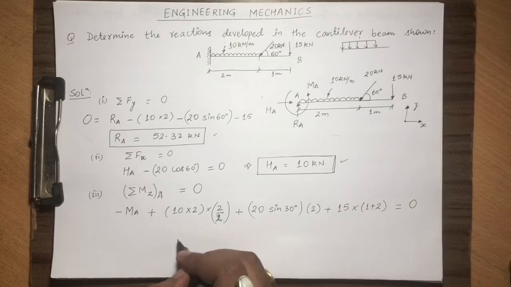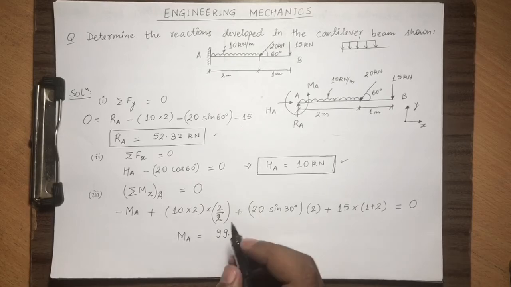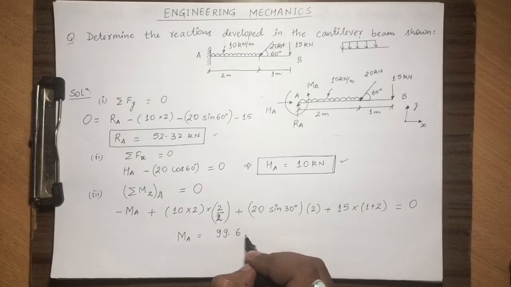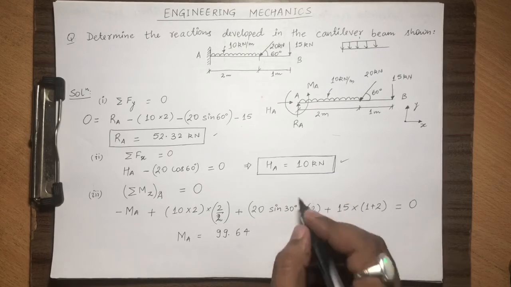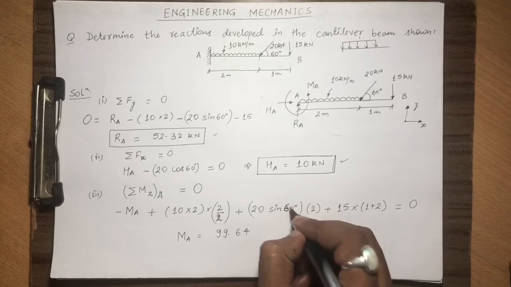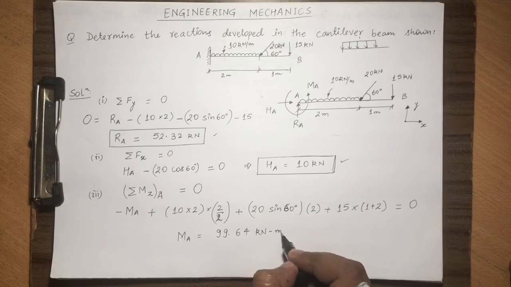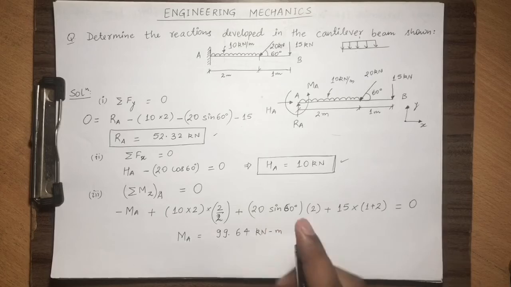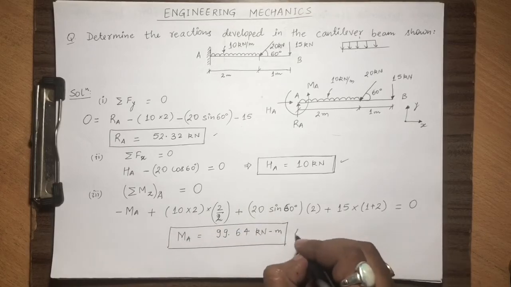So this is simply MA. You will be getting 99.64, it is coming. Sorry, here sine 60. So the unit of moment is kilonewton meter, because the force is kilonewton and the distance is meter. So finally MA will be coming out in kilonewton meter.